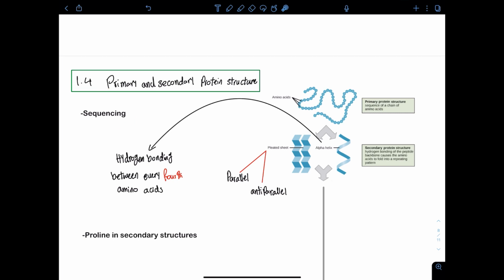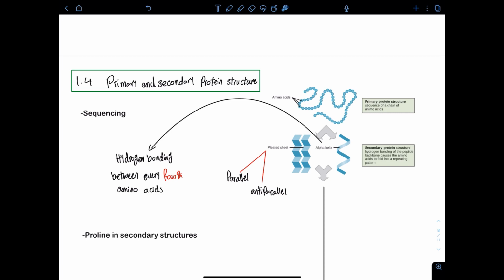After hydrogen bonding between the nearby amino acids happens, that results in secondary protein structure. There are two most common secondary structures, which are alpha helix and beta pleated sheets. We have two types of beta pleated sheets, which are parallel and antiparallel.